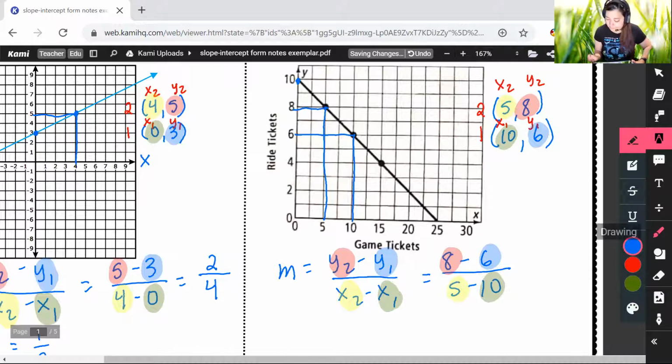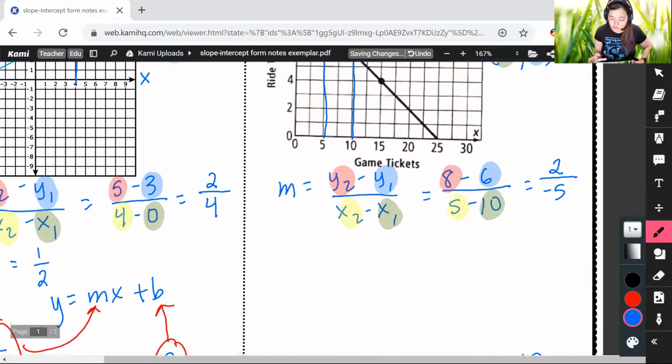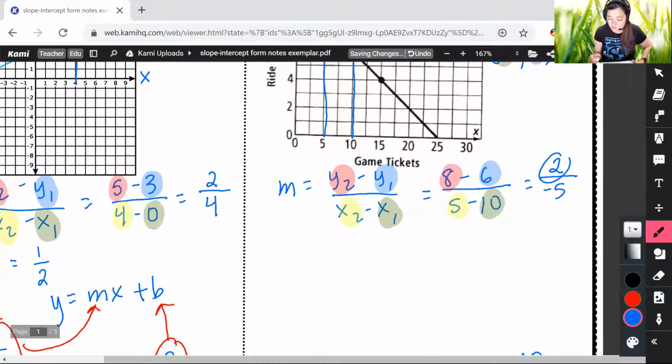Okay. So we do that. 8 minus 6 is 2. 5 minus 10 is negative 5. Now, when you have a fraction, if either the numerator or the denominator is negative, then the whole thing is negative. So the fact that we have a negative 5 in the denominator means our slope is just negative 2/5, like that.